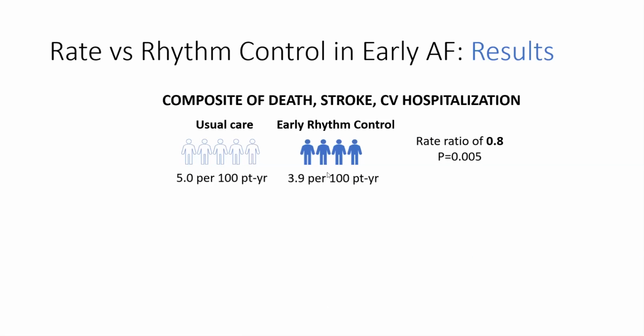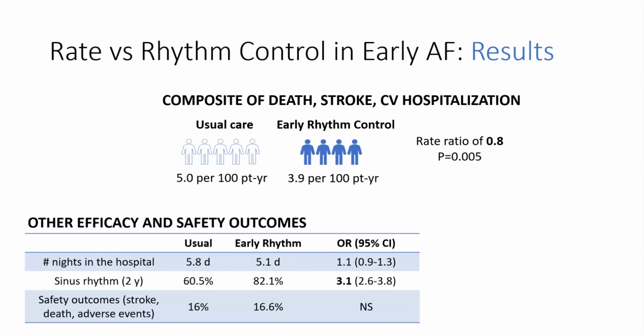For the primary outcome, the composite of death, stroke, and cardiovascular hospitalizations, that was significantly lower in the early rhythm control group. In fact, this was so significant that they actually terminated the study early. Looking at other efficacy and safety outcomes, there was no difference in the number of nights spent in the hospital. More patients in the rhythm control group maintained sinus rhythm at 2 years, and this was significant. And there was no significant difference in overall safety outcomes, which was a composite of stroke, death, and adverse events.